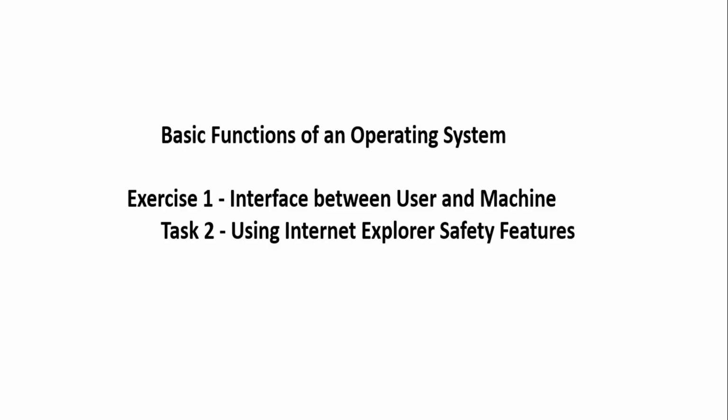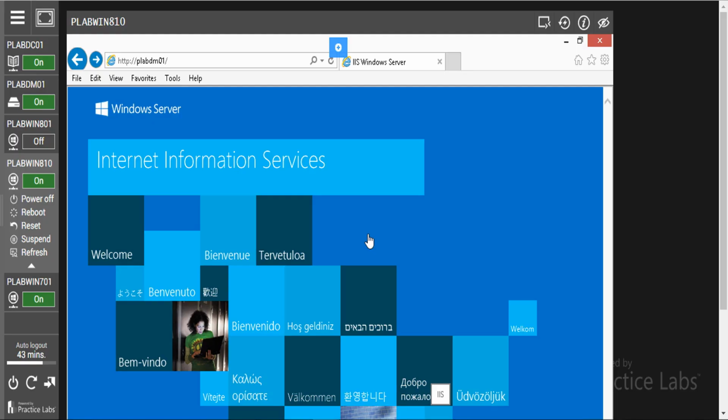This is task 2, using Internet Explorer safety features. There are settings in Internet Explorer that you can utilize to ensure your safety and security while visiting public websites. We are going to be looking at these safety features in Internet Explorer in our portal. So we're going to be jumping into our portal and into our Windows 8. Now we are back in our portal.